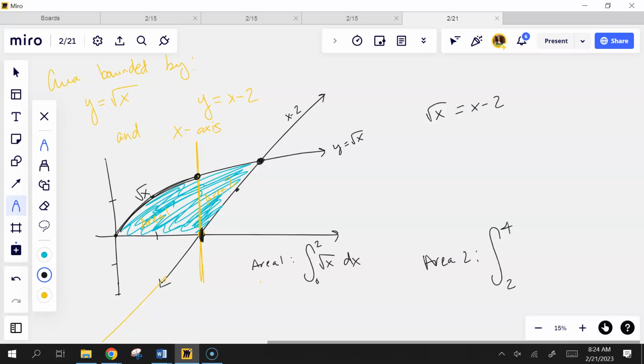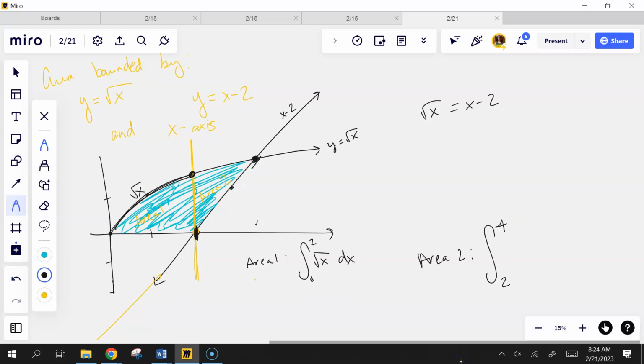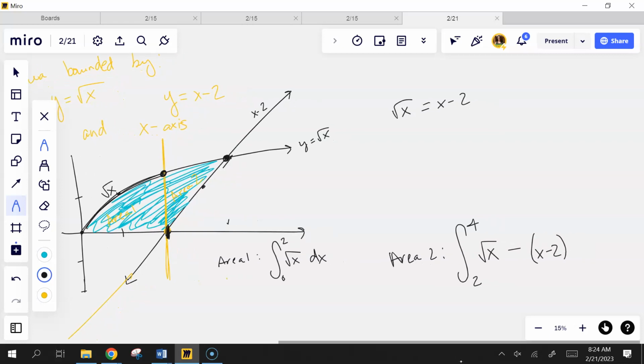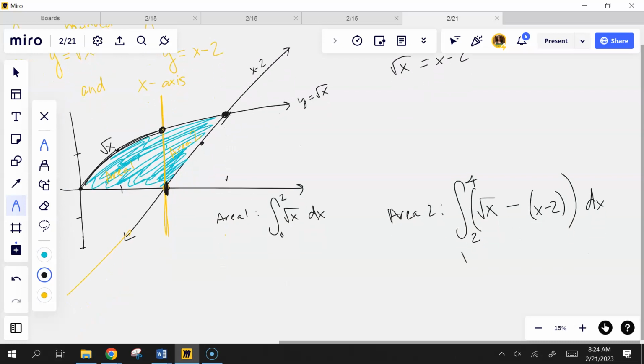Top curve minus bottom curve, because this does have the 2. If I just did square root of x, I'd be going all the way down to here, and I don't want to go all the way down to there. I want to take out this extra. So I'm going to do top curve, which one's on top? Square root of x, and I'm going to subtract x minus 2. Does that make sense? So really this is from 2 to 4, square root of x minus x plus 2 dx.